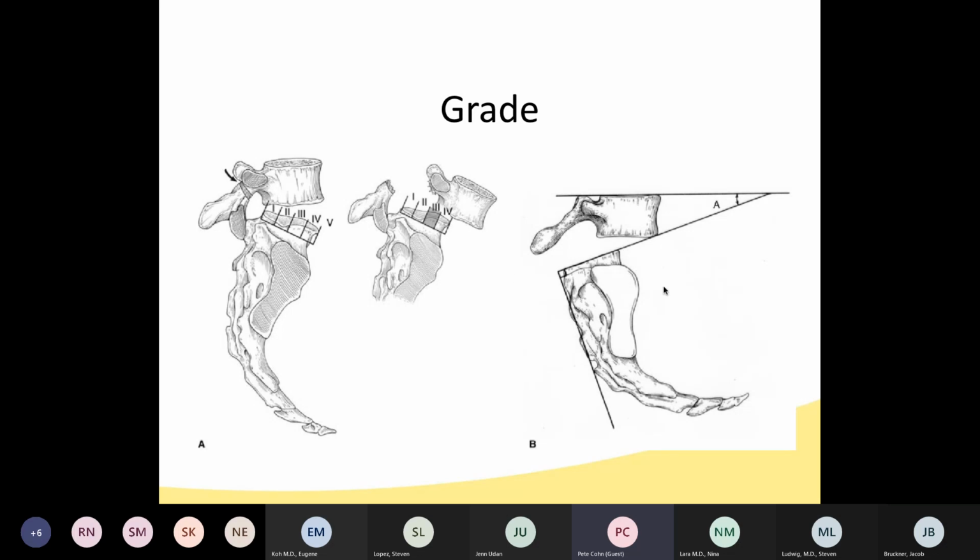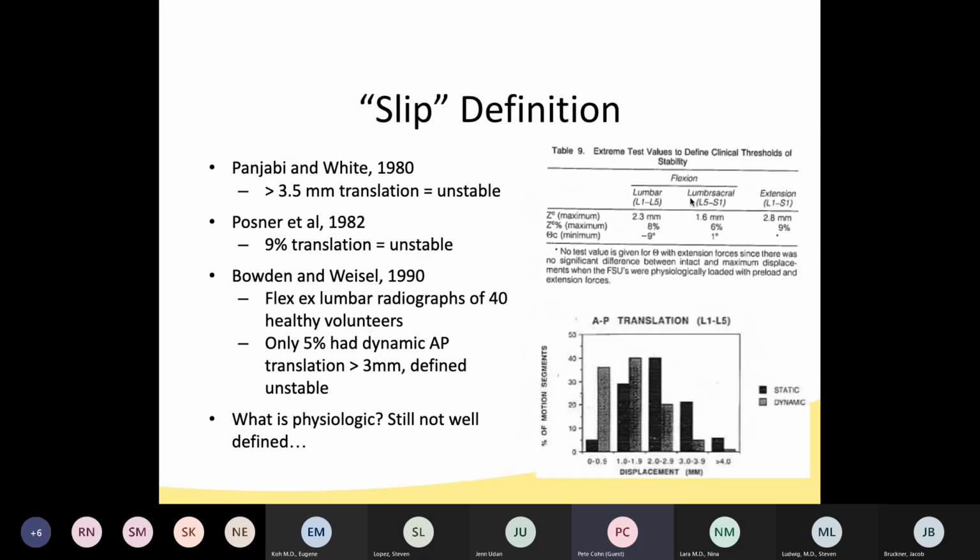And then there's also the slip angle, which is pictured here. Obviously, the greater this angle, the more severe the slip. So what is a slip? And really the question is, what determines a pathologic slip?